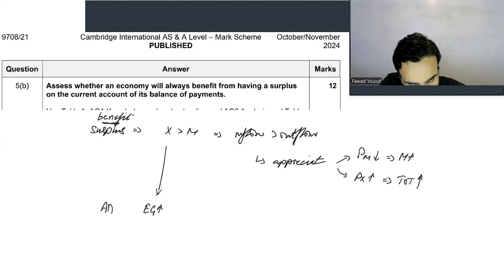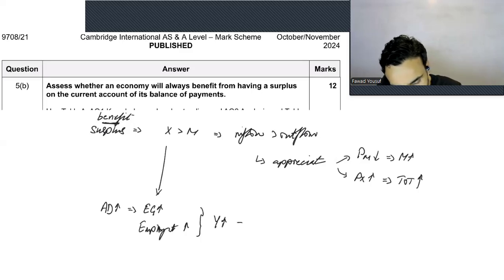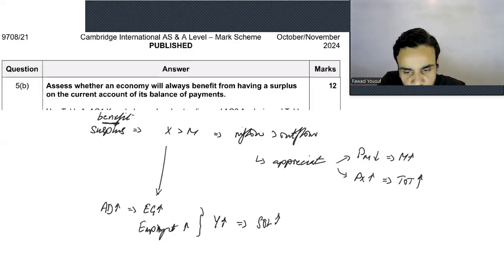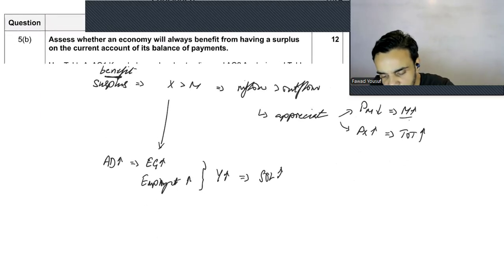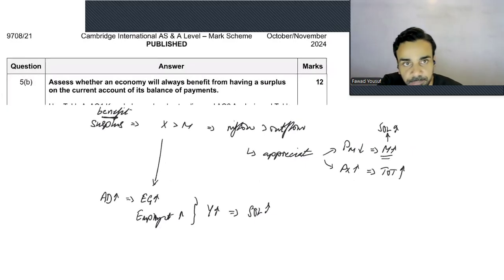You know how AD will rise, economic growth will go up, employment is going to rise, people are going to make good incomes, and as a result, their standard of living is going to go up. So from that point of view, we could suggest that these are all good things. Also, because of imports rising, you remember the standard of living goes up also as a result of that. So these could be some good things about it. Okay?